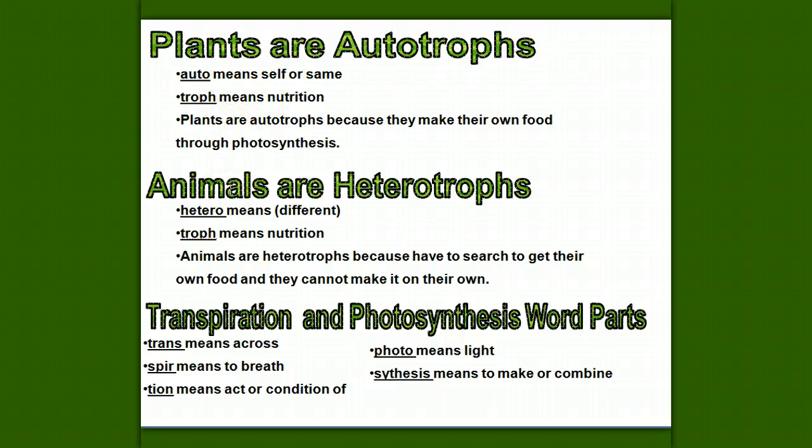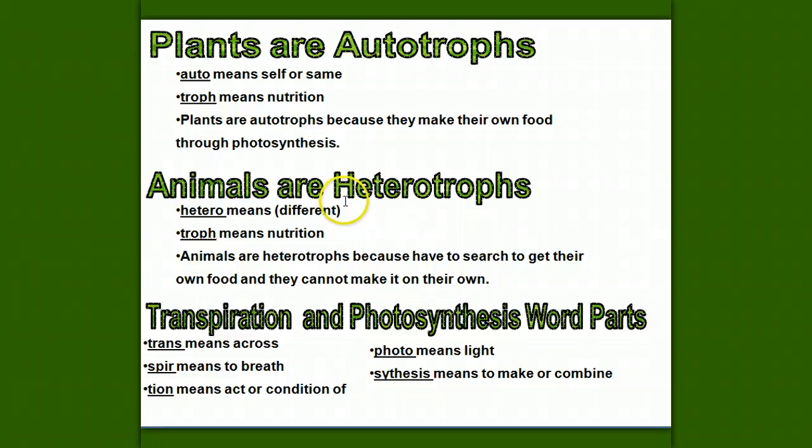Animals, however, are opposite. We cannot make our own food. Hetero means different. Different nutrition. Animals are heterotrophs because they have to search to get their own food, and they cannot make it on their own. Heterotrophs are hunters, gatherers, predator, or their prey. Or, like humans, we go to Food Lion to get our food today.